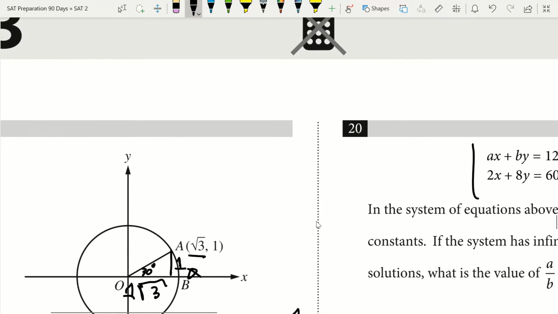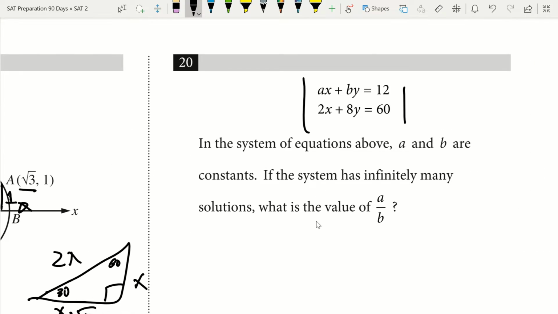Now we've got question 20. In the system of equations above, A and B are constants. If it has infinitely many solutions, what's the value of A over B? Infinitely many solutions means that we have the same slope and also the same y-intercept. To get from my y-intercept there, I've got to multiply by 5. Or if I'm going from 60 to 12, I've got to divide by 5.